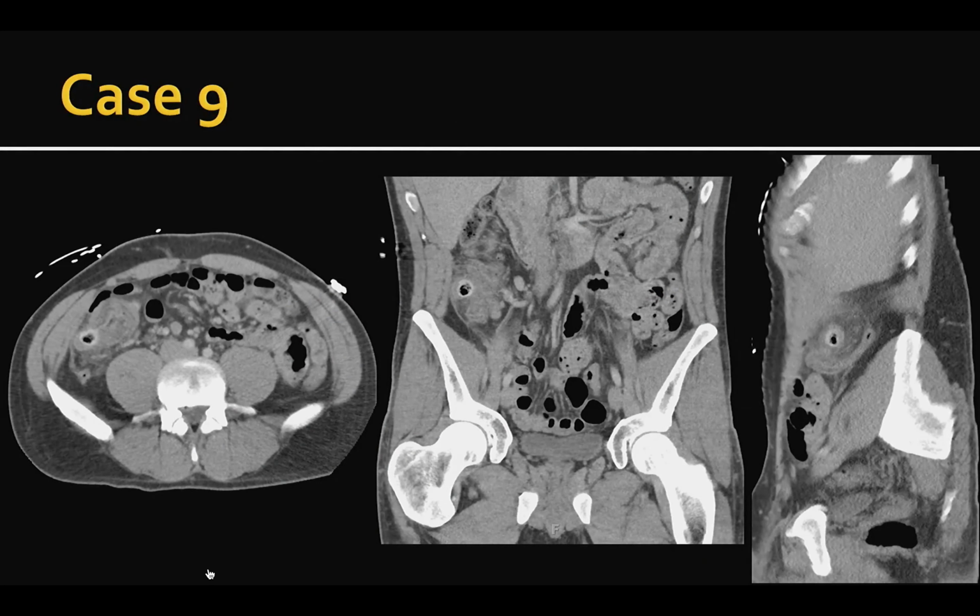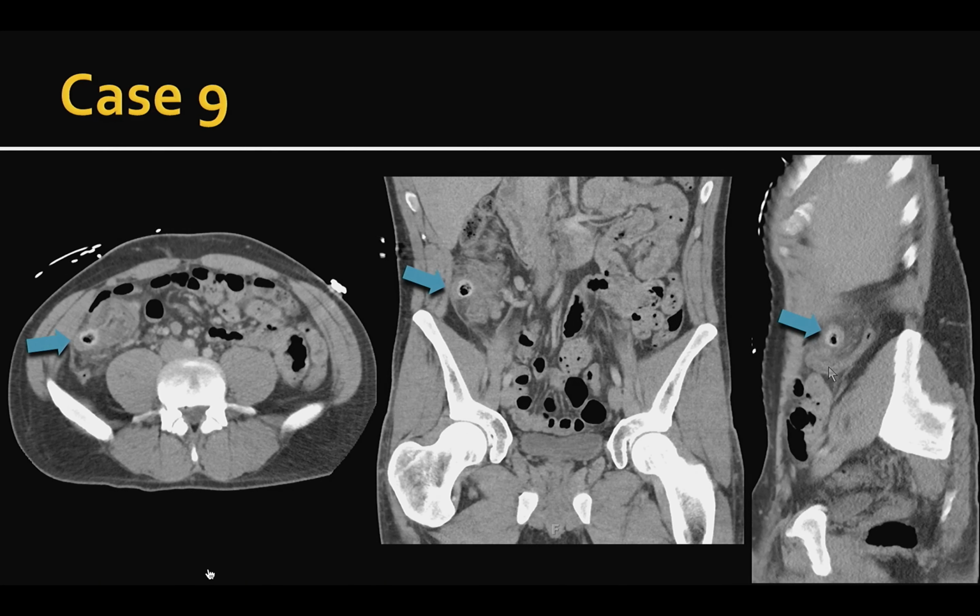Case 9 is a patient with right lower quadrant abdominal pain. I will tell you the initial interpretation of this study was appendicitis, and in fairness, the appendix is right here and there's a lot of inflammation around it. However, at surgery, they found a different diagnosis.